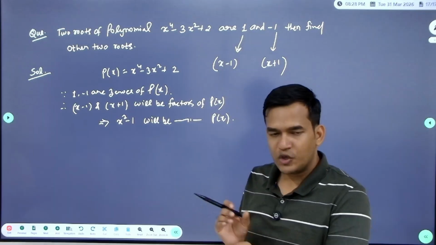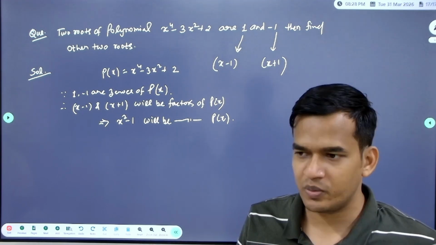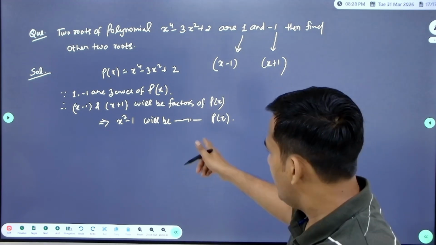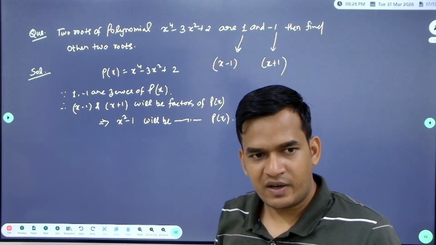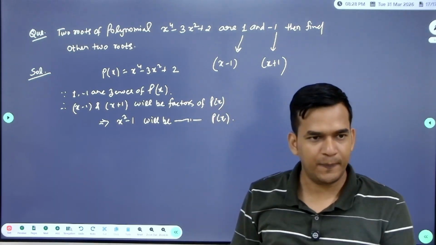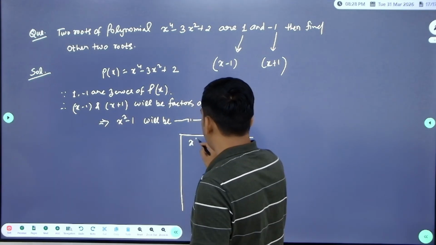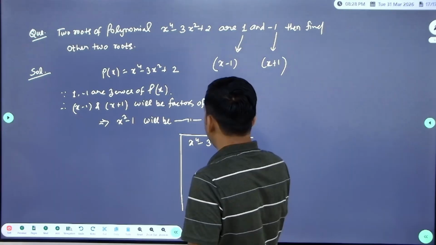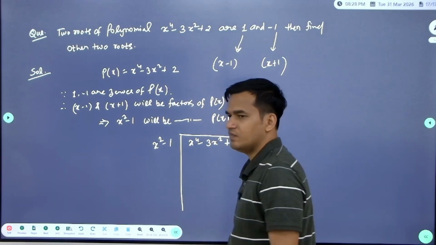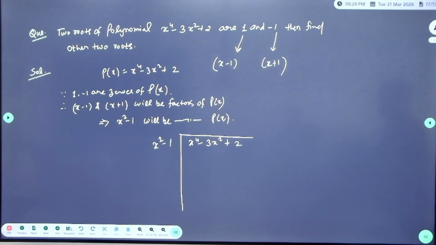Like in the last case, cubic was given. So we know that x minus 1 is a factor. To find the other factors, we divide the cubic with x minus 1. Here, we know that x square minus 1 is a factor. So to find the other two factors, we divide P(x) with x square minus 1. So divide P(x), which is x to the power 4 minus 3x square plus 2, with x square minus 1.